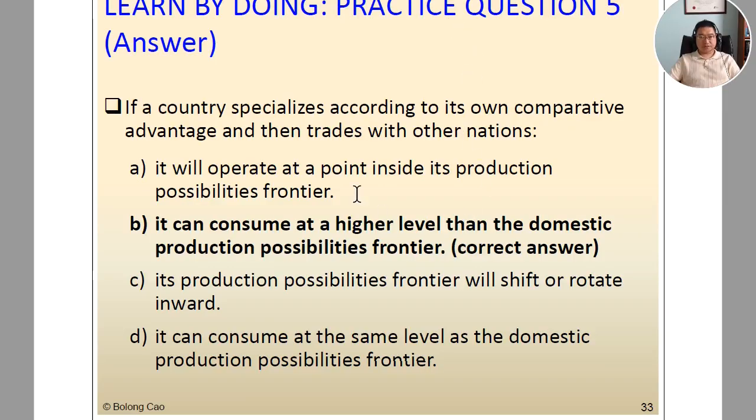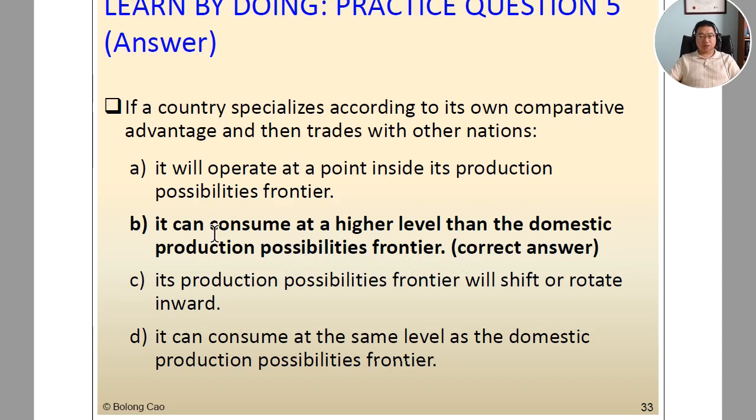And what we have learned from our course is this conclusion: a country should specialize according to its own comparative advantage, meaning that it will specialize in producing the goods that it has comparative advantage in and then trade with other nations. That's what we have learned. And the result is that the country can consume at a higher level than its domestic production possibility frontier. Okay, you can consume outside your own production possibility frontier.